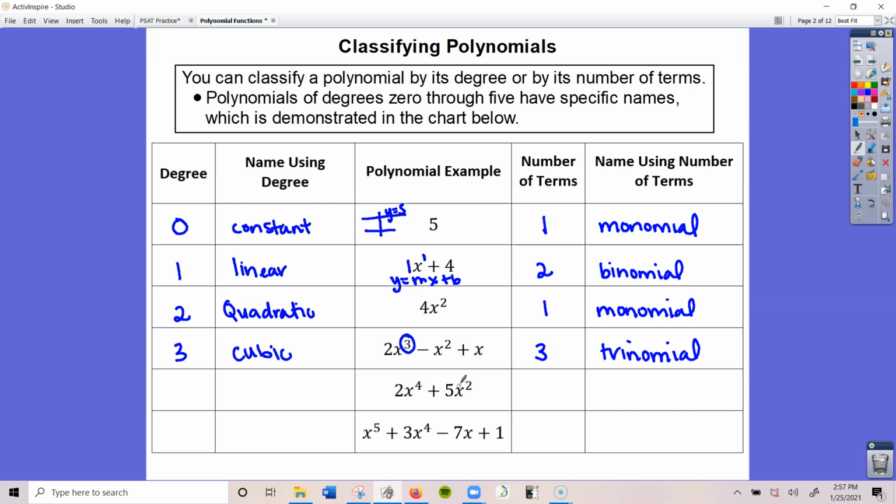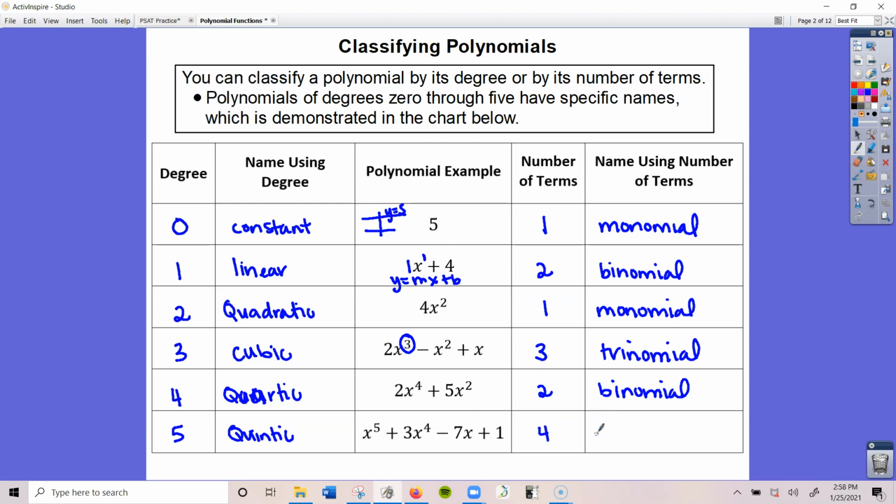For 2x to the fourth plus 5x squared, the degree here would be 4. And this is called a quartic function. Quartic, quart for cuatro, right? So 4. Here we have only 2 terms, making it a binomial. For this last one here, x to the fifth plus 3x to the fourth minus 7x plus 1, the degree is 5. And when you have a polynomial of degree 5, that is called a quintic polynomial. Here we have 4 terms.